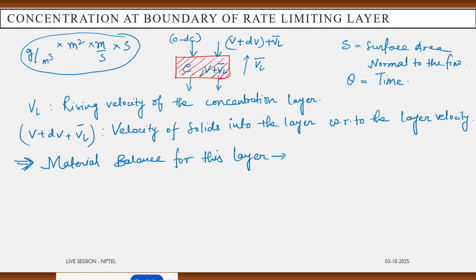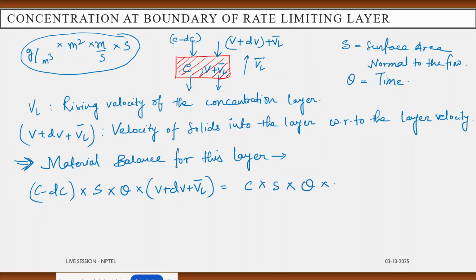This material balance tells that C minus dC, which is entering, into surface area, into time, and the velocity dV plus VL. What would be the right side, that is leaving the layer? You solve the equation and find the expression for VL bar, that is the rising velocity of that layer.